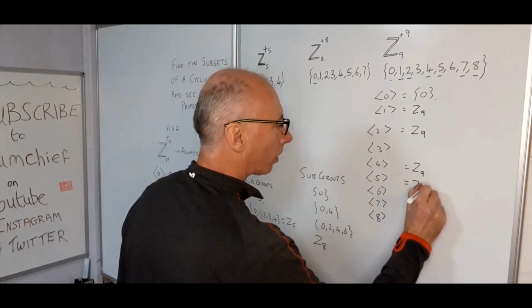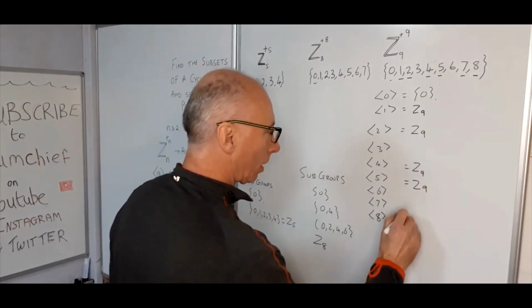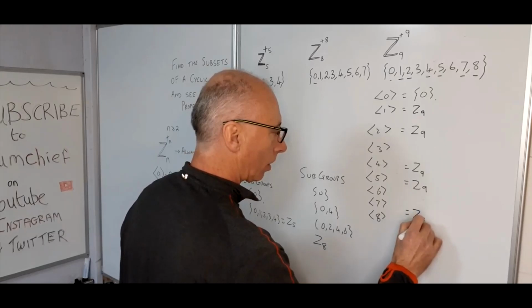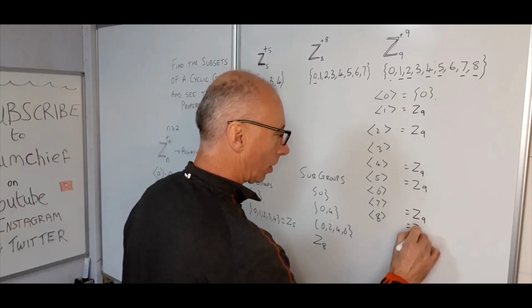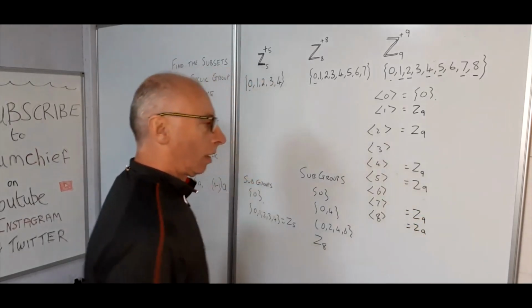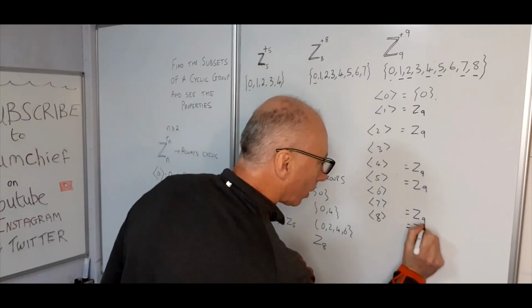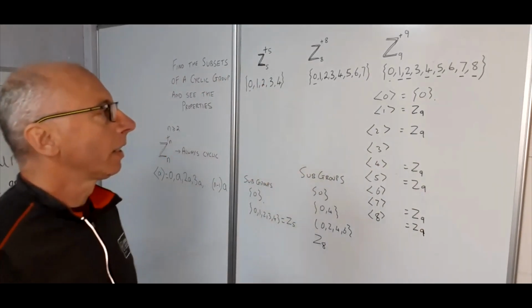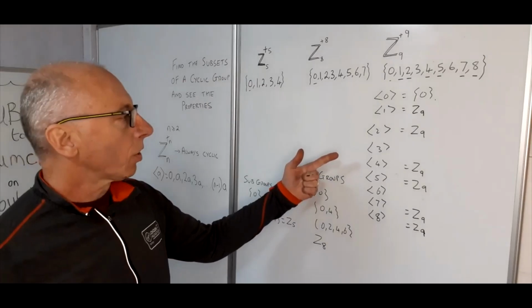5, 7 and 8. Okay, make sure that looks like a 9 and not an A. Okay, so that's the subgroups we've got so far.